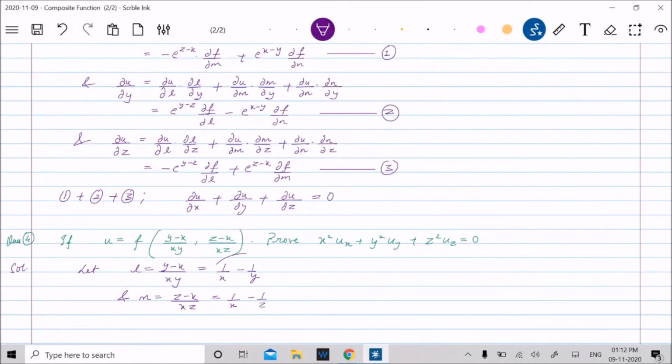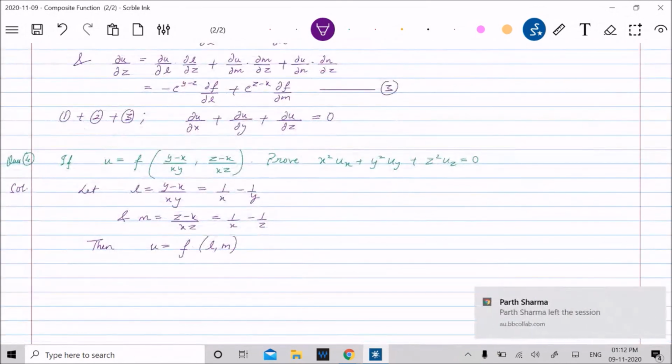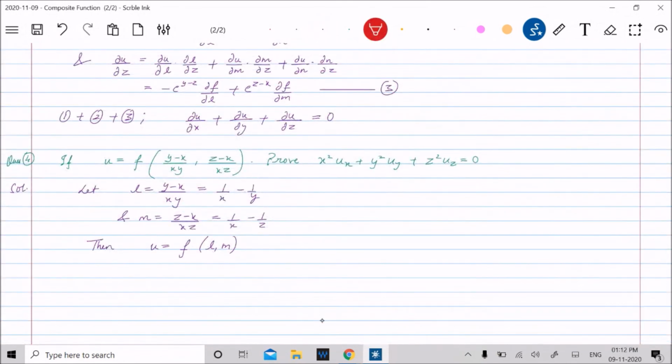We are doing this only so that partial differentiation becomes easier for you. The original form would be difficult to differentiate partially. The second one is easy, right. Then u is a function of l and m. Now you can make a happy family tree, right? The family tree has u at the top, and u is depending on variables l, m, n.